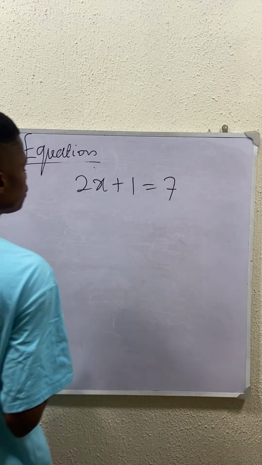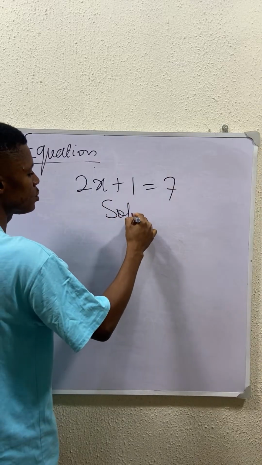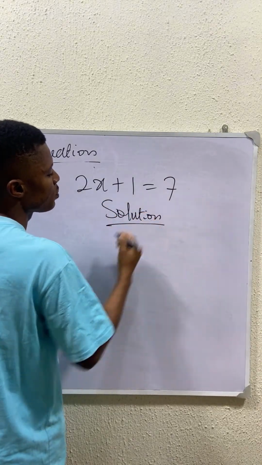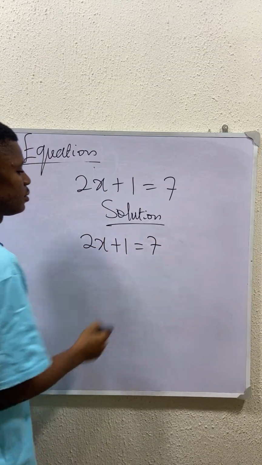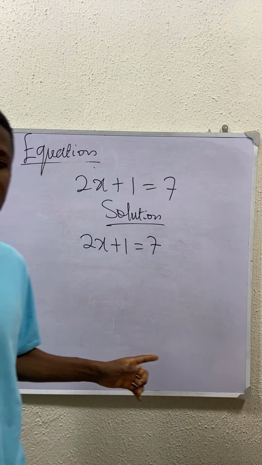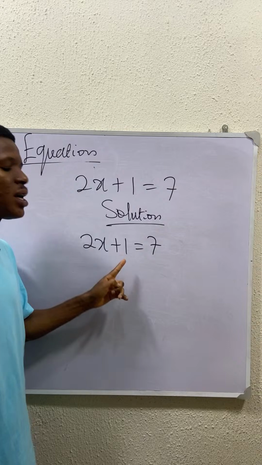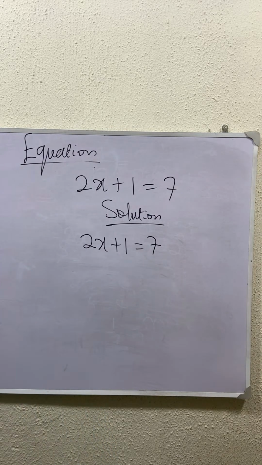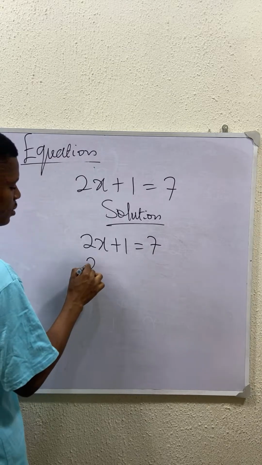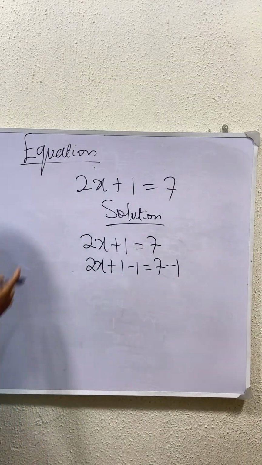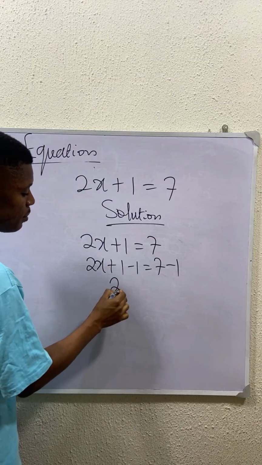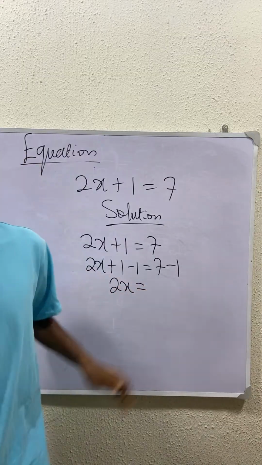For us to do this, this is very simple. I can write the solution. If you have 2x + 1 = 7, what do you do to find the value of x? It is very simple. You first of all subtract 1 from both sides. So you have 2x + 1 take away 1 is 7 take away 1. So 1 minus 1 is 0. That means 2x is equal to, what is 7 minus 1?